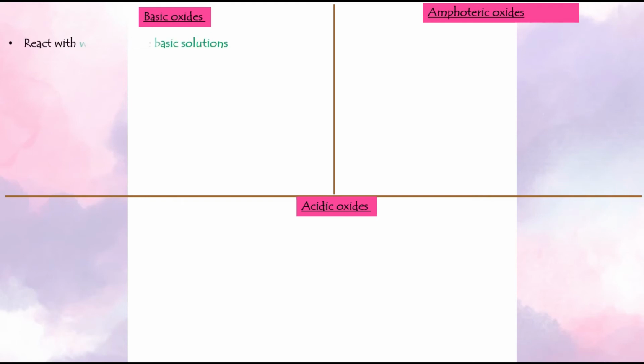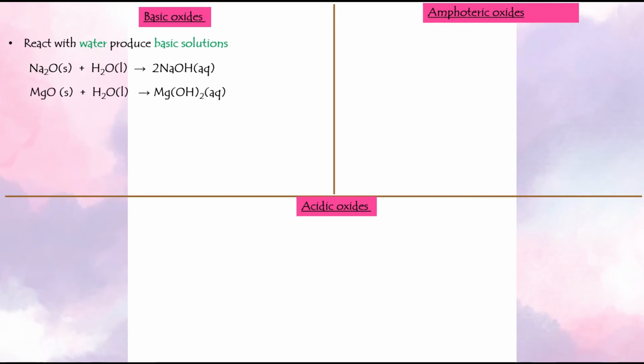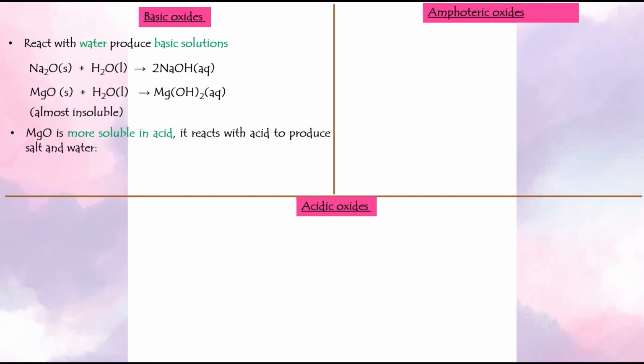Basic oxides react with water to produce basic solutions. Here are the equations when the sodium oxide and magnesium oxide react with water. Magnesium oxide is more soluble in acid. It reacts with acid to produce salt and water.